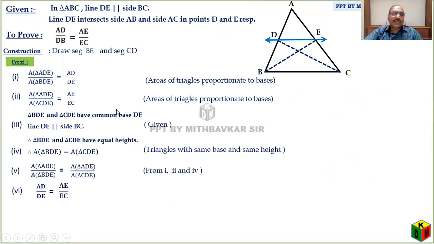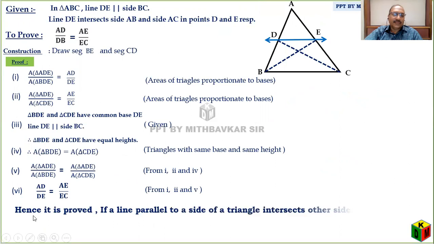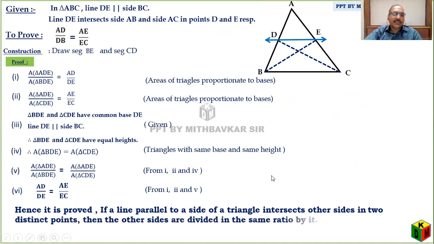And after completion of this proof, do not forget to add the statement like this. Hence, it is proved: if a line parallel to a side of a triangle intersects other sides in two distinct points, then the other sides are divided in the same ratio by it. Okay, so this is the presentation we have. Now I want to add something here.